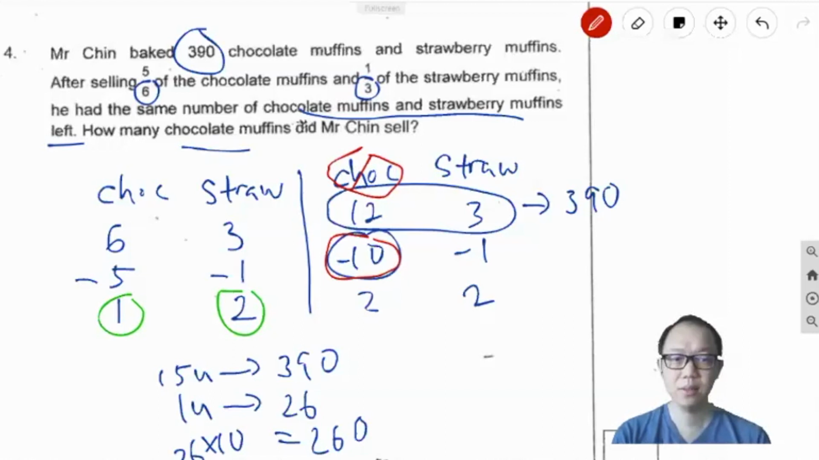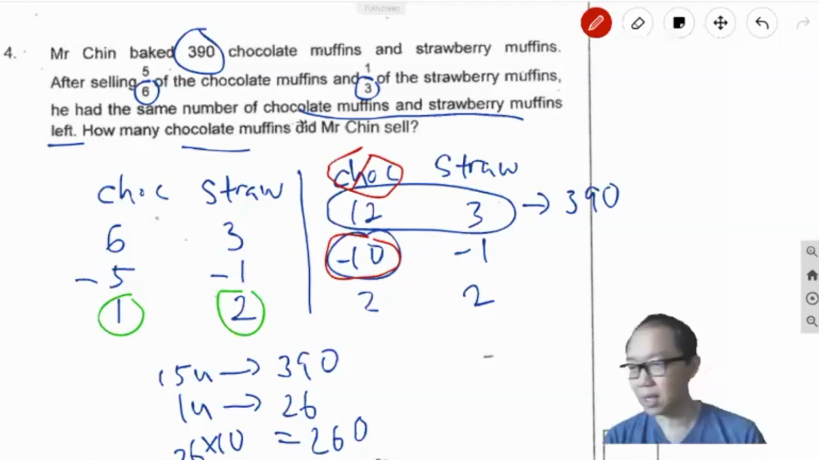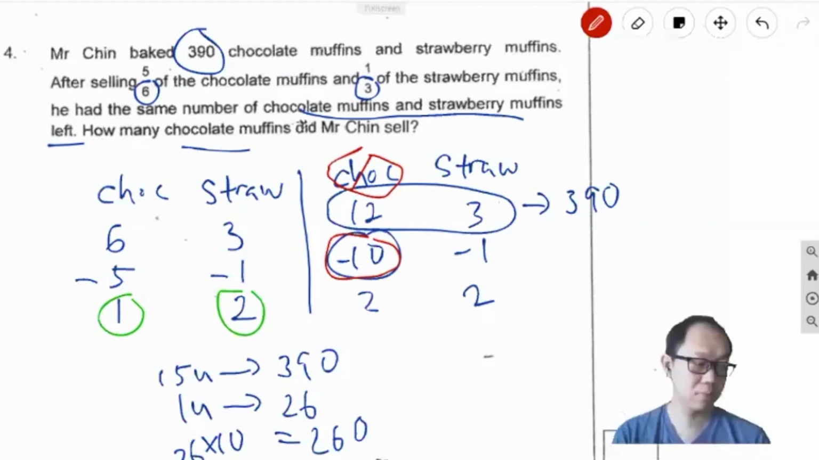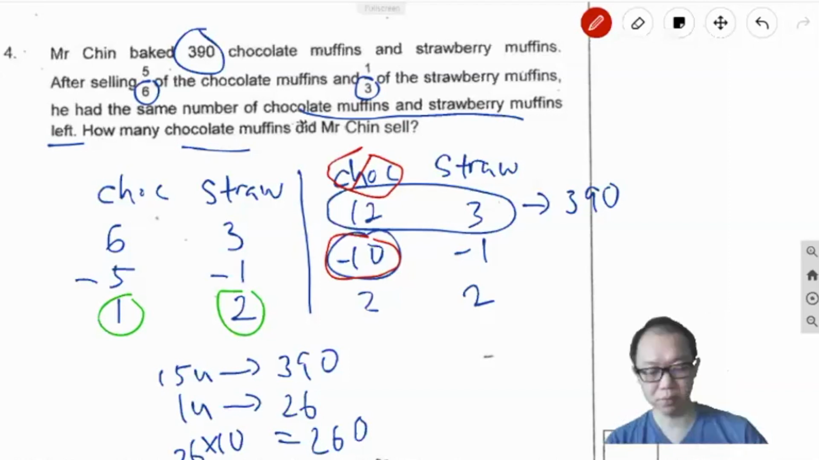Okay, any questions on this? This particular question is a before and after. We have to make the units the same for later, or after. Any question, anybody? No question, move forward.